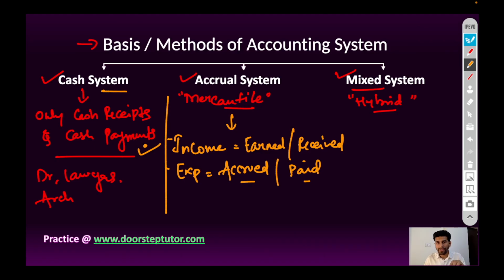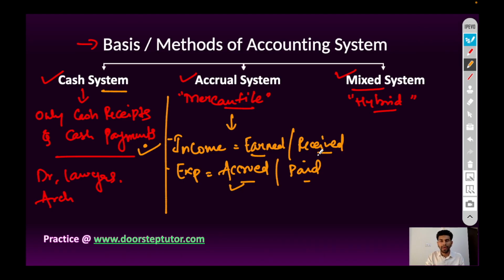But under accrual system, the transaction for the electricity bill will be recorded at the time when the electricity bill has come to the business. So the expense has been accrued but not yet paid. When it is paid, then it will be recorded again. Similarly, income that has been earned but not yet received is recorded in accrual system but not under cash system of accounting. So under accrual system or mercantile system, income earned or received and expenses due, that is accrued or paid, are recorded.